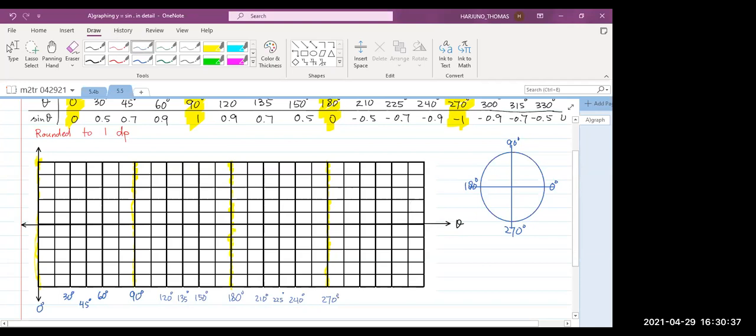And the thing is, your instructor in future, your Calc 1 instructor, will assume you already did this before. Now those are the angles in degrees.